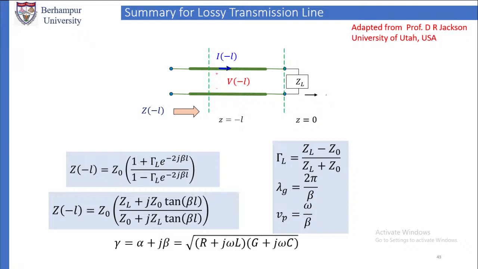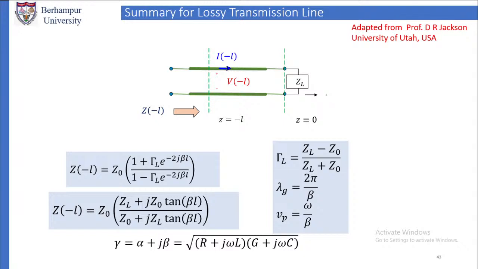Okay, here we summarize everything for the lossless transmission line. The expression for Z, that is impedance at a distance L from the reference point. The reference point is the load impedance where the transmission line is loaded. That is the reference point, small z is equal to 0. We are finding the impedance at a distance L from the reference point. Therefore, small z is equal to minus L, where we are finding the impedance. Then the expression for Z will be given by this.